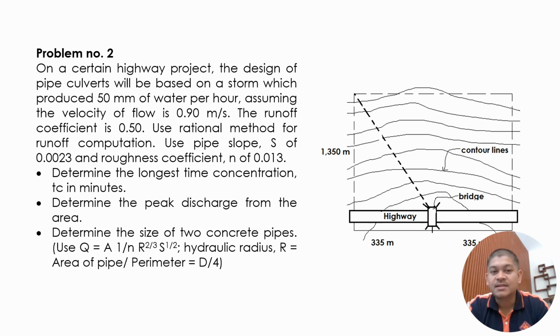Then determine the longest time of concentration, Tc, in minutes. Determine the peak discharge from the area and determine the size of two concrete pipes. We're given the formula for Q, no? And also the hydraulic radius R. In this problem, we design pipe culverts for a highway project. When we say culverts, these are pipes that allow water to pass under roads to prevent flooding.